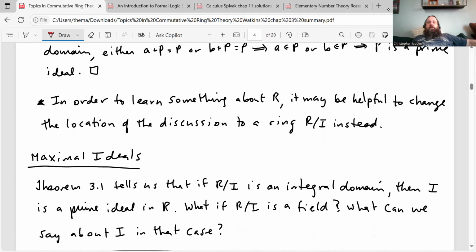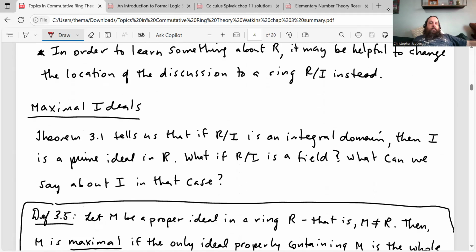In order to learn something about R, it may be useful to change the location of the discussion to a ring R mod I instead. And this is a general sort of strategy, not just in algebra, but in a lot of other different mathematical fields, where you take some substructure and mod out by it, and you look at the quotient structure, and it gives you information about the bigger structure.